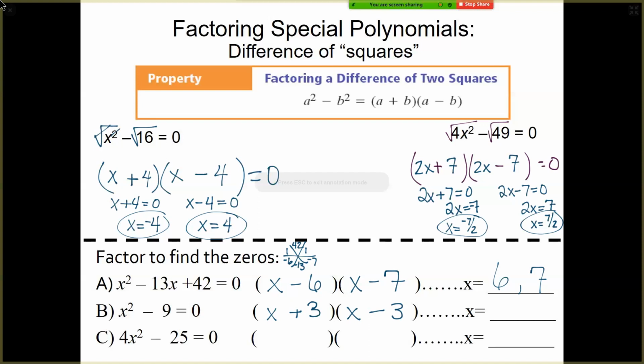If I set both of those factors equal to 0, I will get solutions or zeros of negative 3 and positive 3. So two solutions, negative 3 and positive 3.